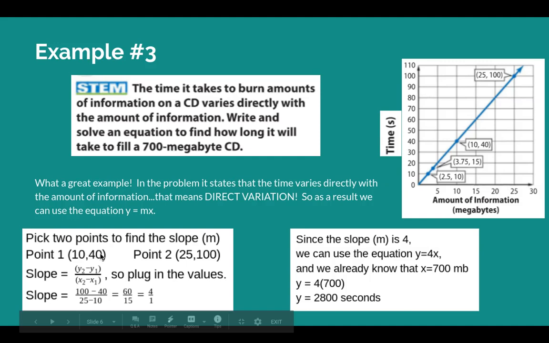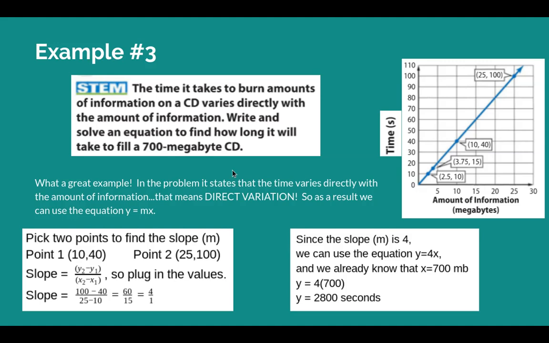On the left-hand side, you'll notice I used the slope formula: y2 minus y1 over x2 minus x1. I picked 2 points, and I picked easy points because I didn't want to use decimals. My second point was 25 and 100. So I have 100 minus 40, these are the y values, over 25 minus 10, the x values, which is 60 over 15, which is 4 over 1. So the slope is 4. Right now I can write the equation y equals 4x. 4 stands for the slope.